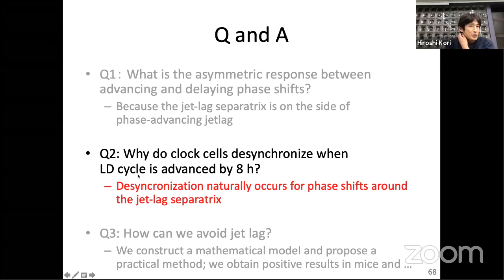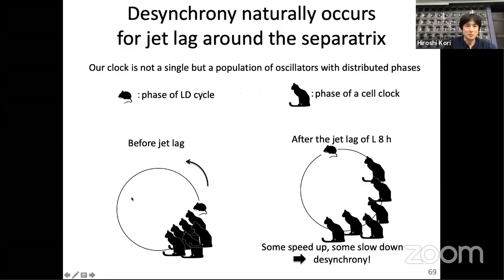Okay, so question 2, why do clock cells desynchronize when the LD cycle is advanced by 8 hours? And our answer is pretty simple. Suppose that this is the phase of the LD cycle, and this is the phase of clock cells. And remember that our clock is not a single oscillator, but a population of oscillators with distributed phases like this. So before jet lag, we have this kind of state, so that our phases are distributed.